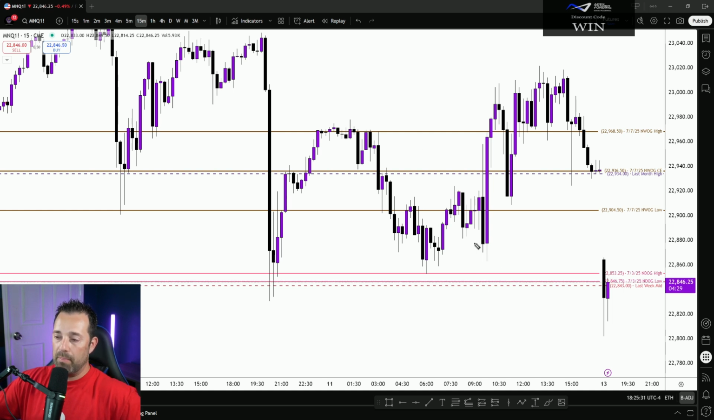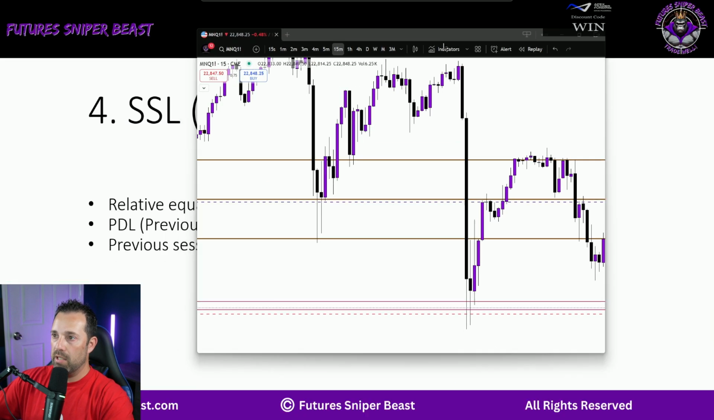Now, the same thing happens if you have the previous session or the previous day low. You might have, let's say, for example, this is the London low. Well, that would be some sell side liquidity there. Or if this was the previous day low, well, then you'd have sell side liquidity there. And you're looking for price to want to draw down to it and take that liquidity. Okay? So that's what sell side liquidity is.